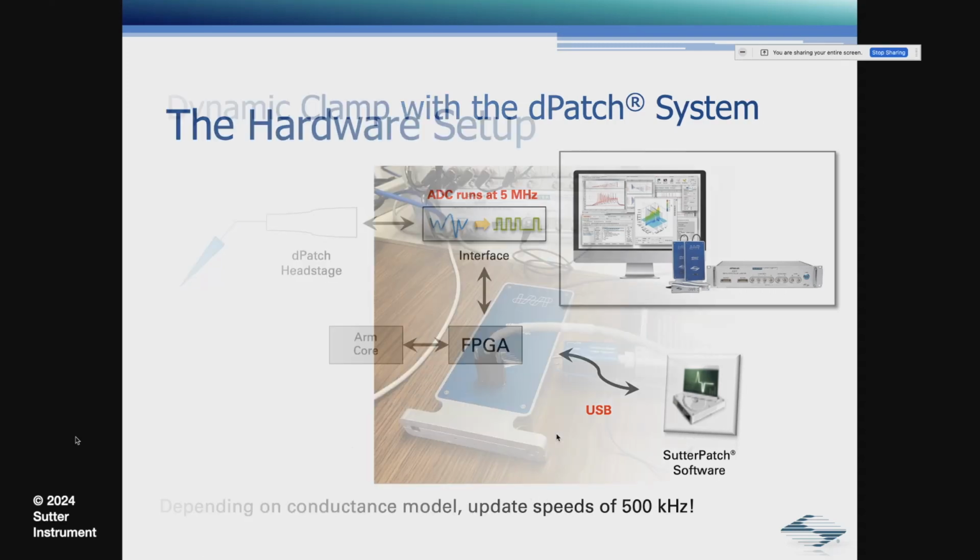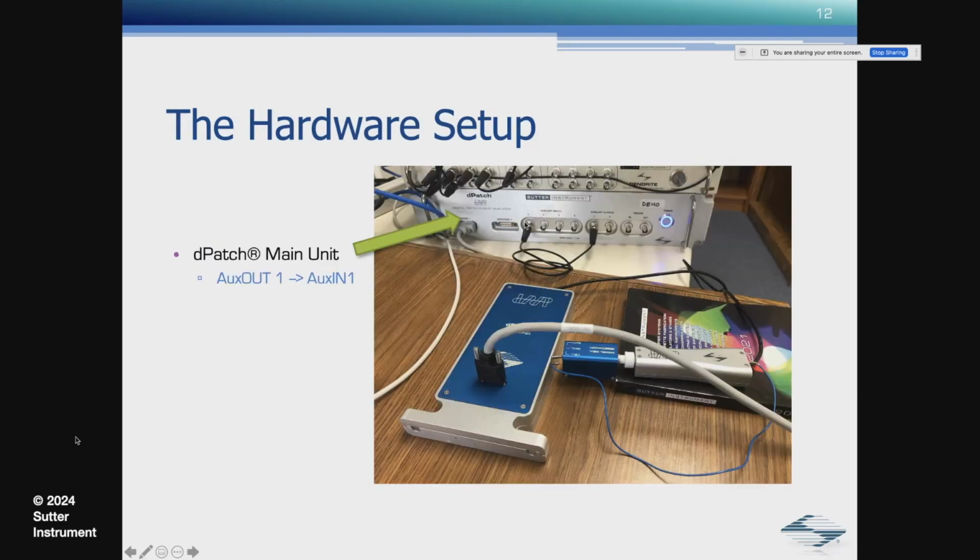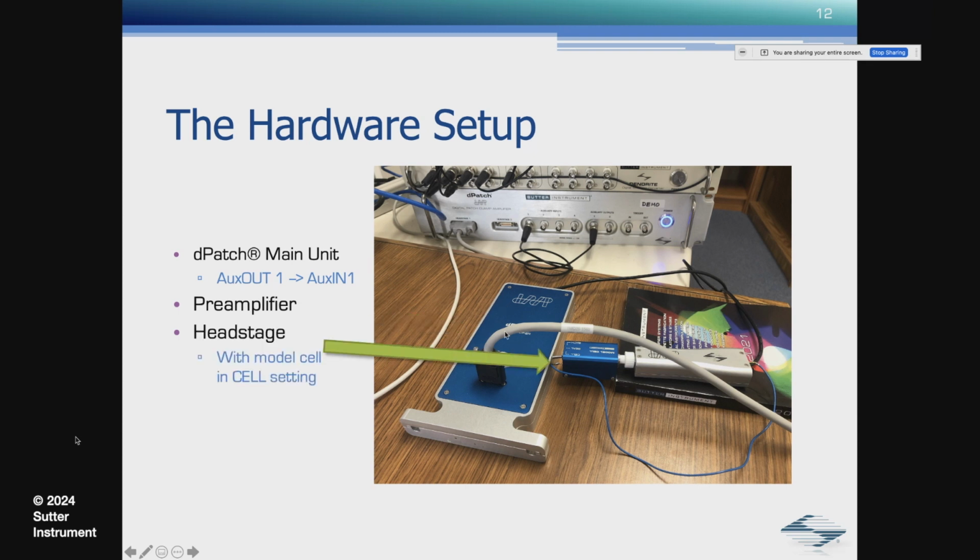And what I have sitting on my desk here is exactly that. I have my D-Patch main unit. Then I have the auxiliary output 1 connected to the auxiliary input 1. And why that's important, we'll get to that in a minute. I have the preamplifier unit here, and I have the head stage with a model cell in cell setting.